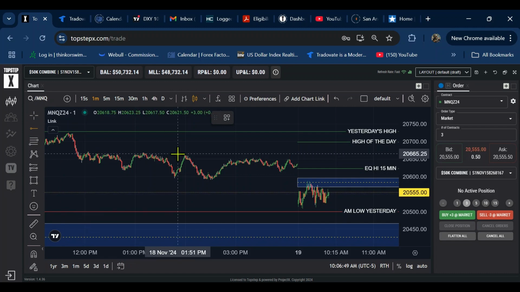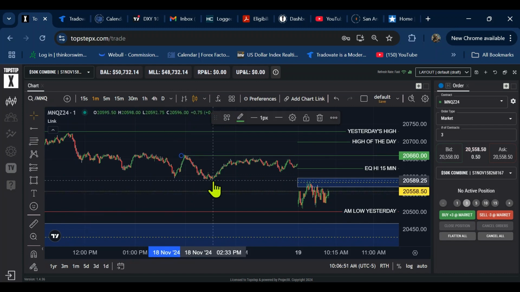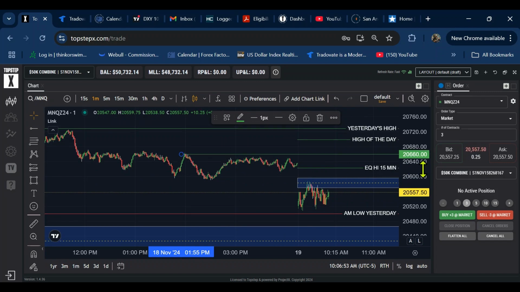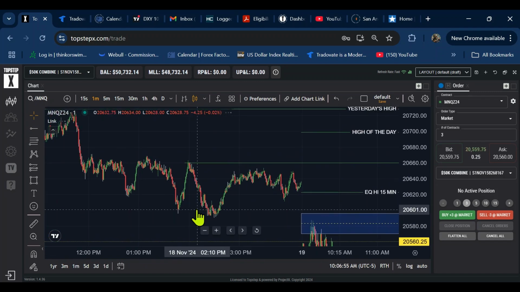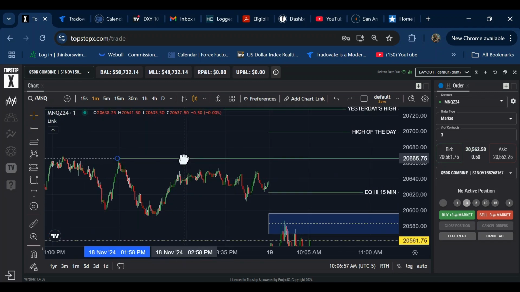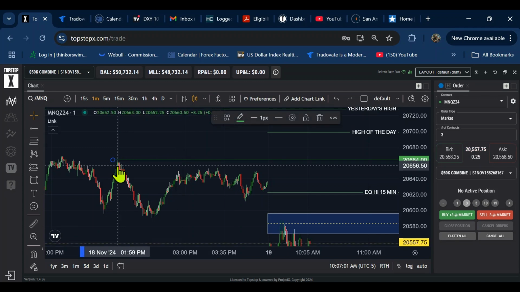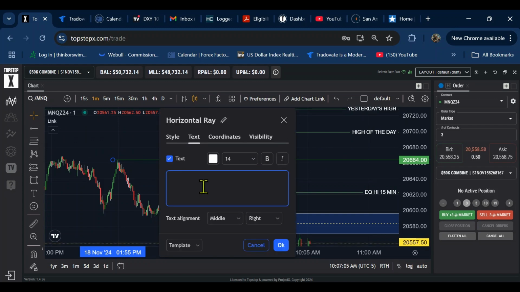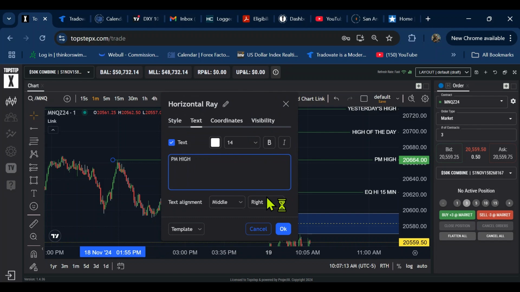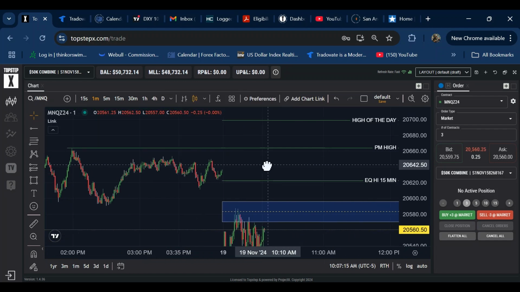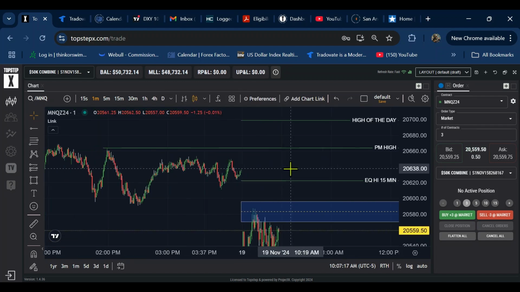I'm just going to mark this one right here because the afternoon session is referred to differently than the AM and lunchtime session in the algorithmic world. So I'm going to mark that one. It occurred at 1:59, and I'm going to mark it as the PM high. All right, and now we just sit and wait.